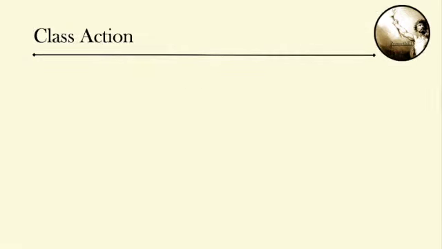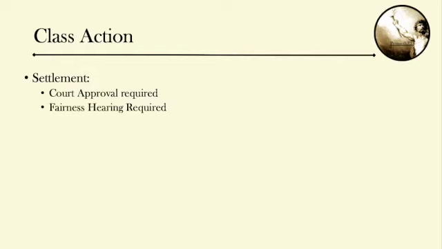Finally, let's discuss the settlement. So for a settlement to be approved, you need court approval. And the court approval comes after a fairness hearing, where the parties discuss whether the settlement is appropriate or not. Of course, all this protection in terms of settlement approval has been adopted to protect the class members. And finally, you have to give notice and an opportunity to opt out.